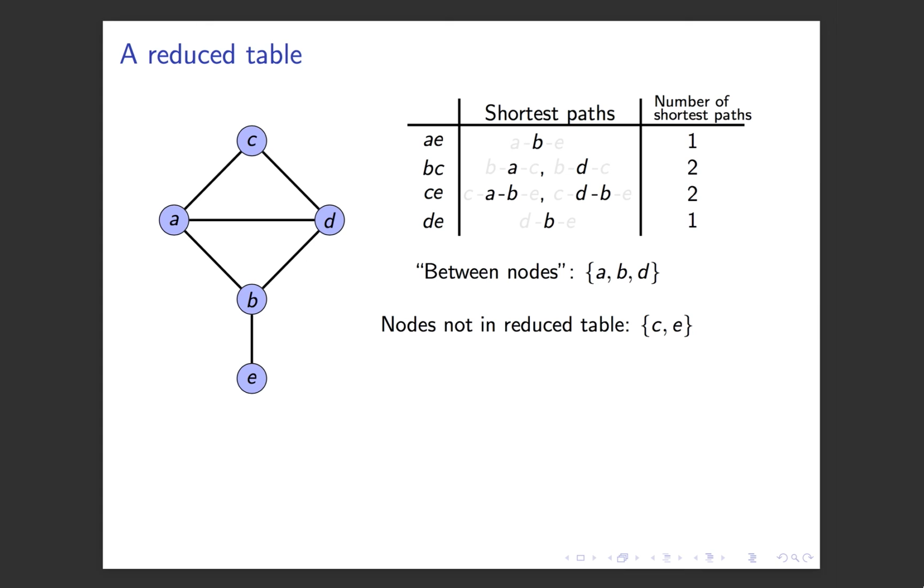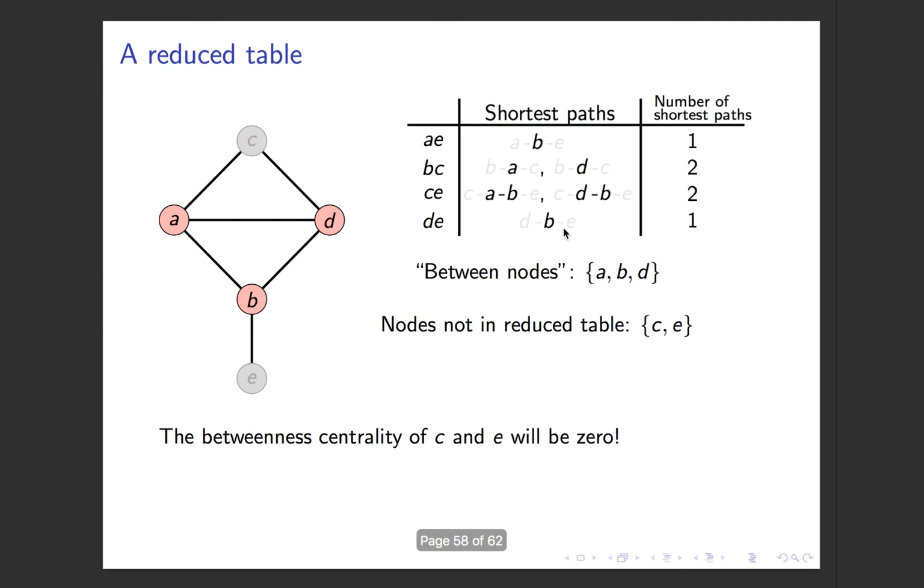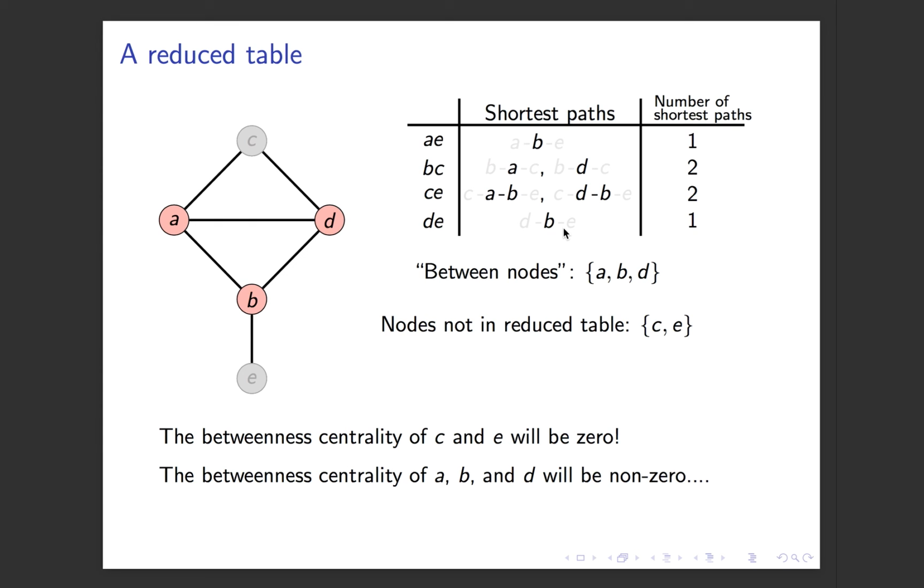For the purposes of this first video, here's the main distinction we want to make. After computing a reduced table, we can split our nodes into two groups, the between nodes and the nodes that are not remaining in the reduced table shortest paths. We highlight them as such. The basic idea, the real reason these are different, is because the betweenness centrality of the nodes not in the reduced table is going to be set to 0. The betweenness centrality of the nodes that are in the reduced table, the between nodes, will be non-zero, and in the next video we're going to learn how to compute these.